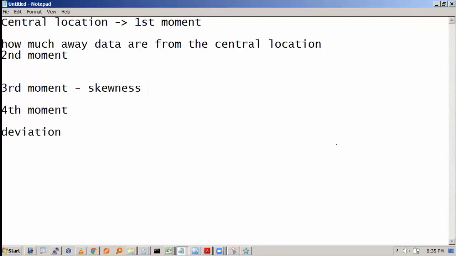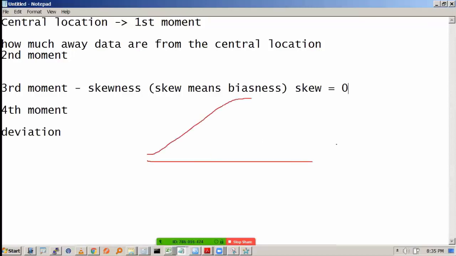Now, what is skew? Skew means biasness. If you go to the dictionary meaning, skew means something which is not proper, like health is not proper, it's biased, right? So ideally we want a data set to have a skew of 0. When skew is 0, it means that the data is symmetrical.